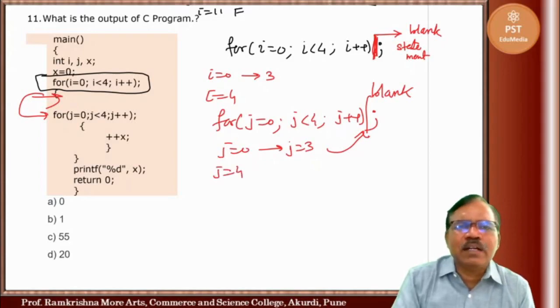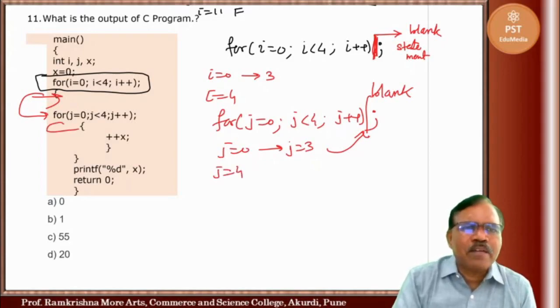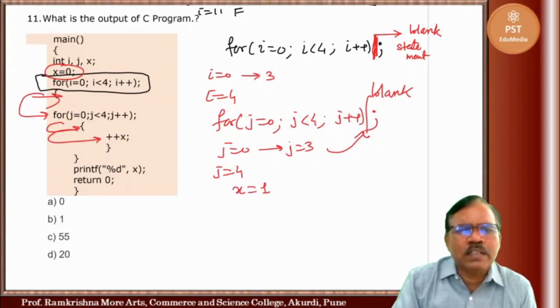Now j becomes 4. And when j becomes 4, it goes here. Then ++x, so x is increased by 1. So x becomes 1 and then it goes here, and then it will print x. So it will print x equal to 1.